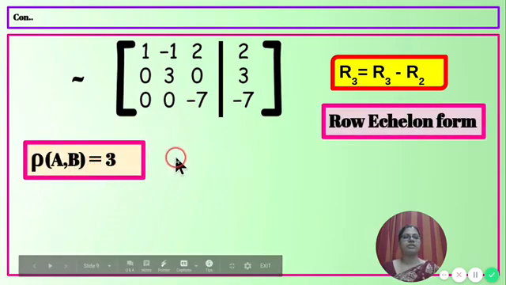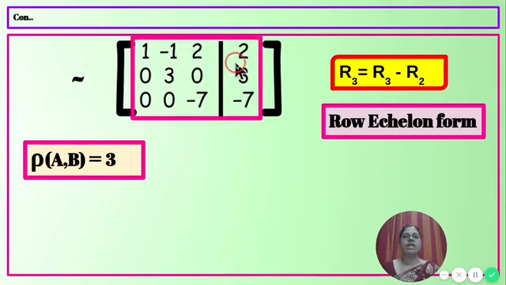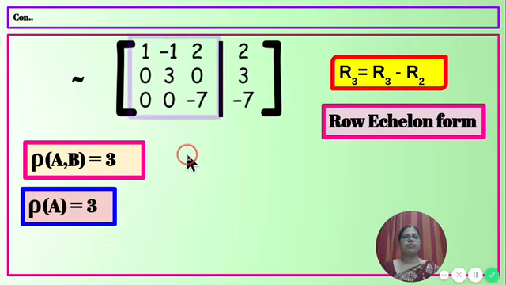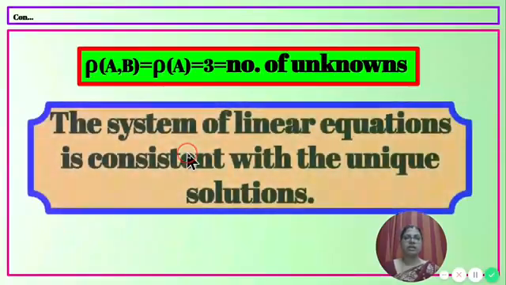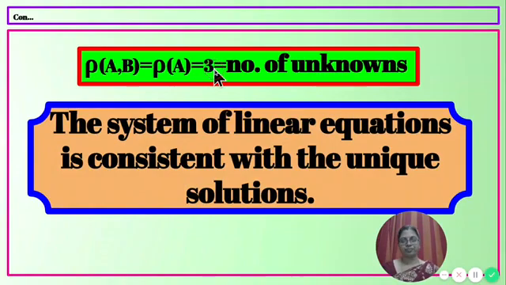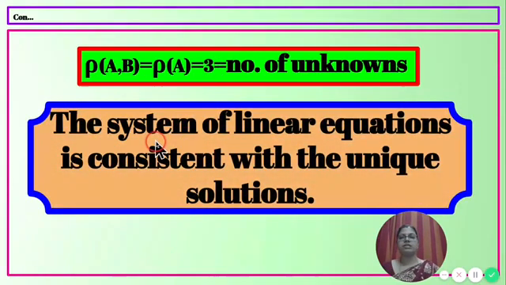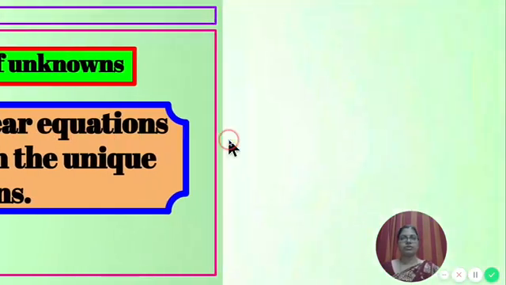Rank of A comma B is equal to 3 because we have 3 non-zero rows. Rank of A is equal to 3 because we have 3 non-zero rows. So the rank of A comma B is equal to rank of A, that is equal to number of unknowns. So we can say that the system of linear equations is consistent with unique solution.